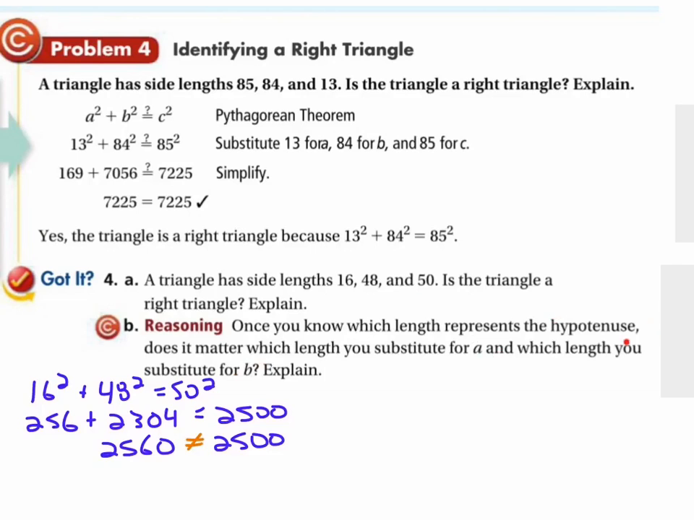As long as you're using the longest as the hypotenuse, you can see that switching these values around and putting 48 here and 16 here would still result in 2,560. So it doesn't matter where you put the legs, it just matters that you use the longest side as the hypotenuse.